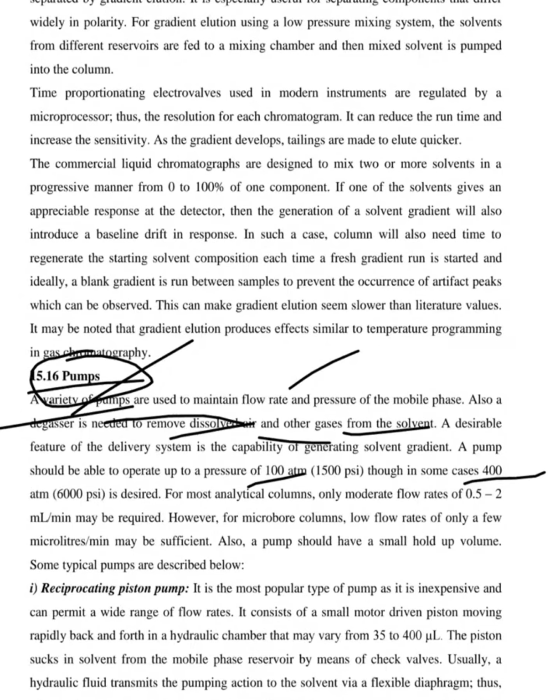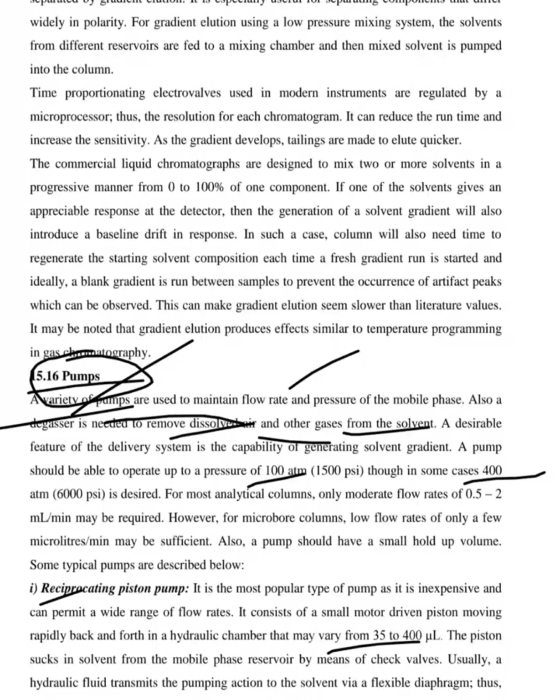The first one is the reciprocating piston pump. In this you can pump volumes varying from 34 to 400 microliters. The sample can be separated using this pump. We are going to use different pumps to maintain the flow rate and the pressure of the mobile phase.